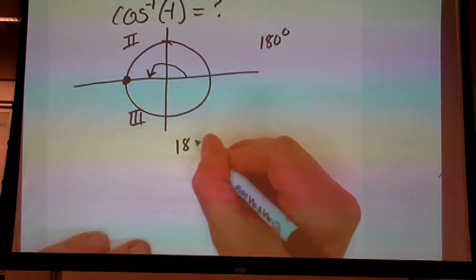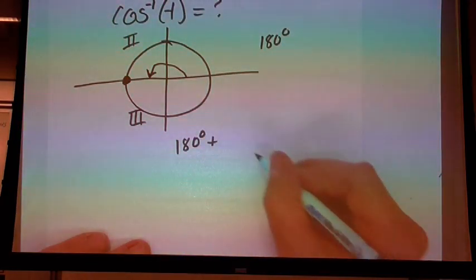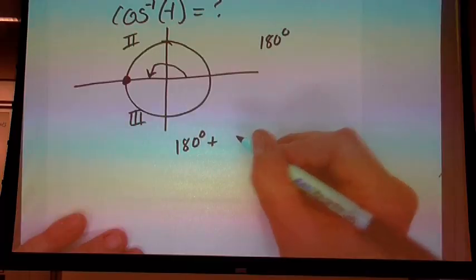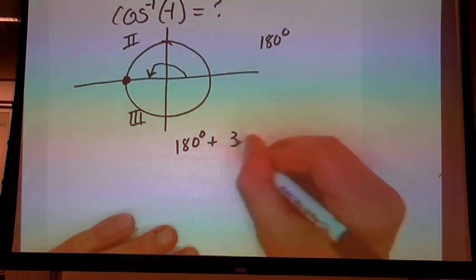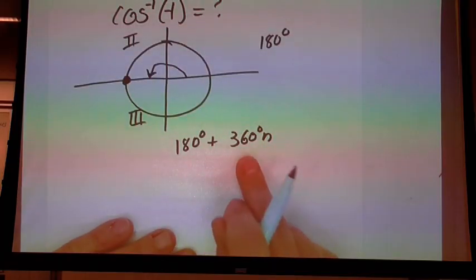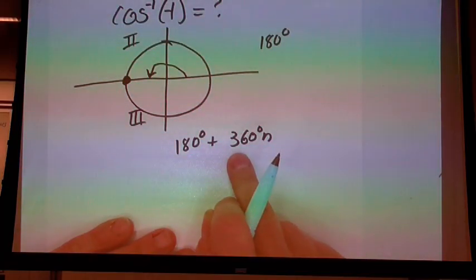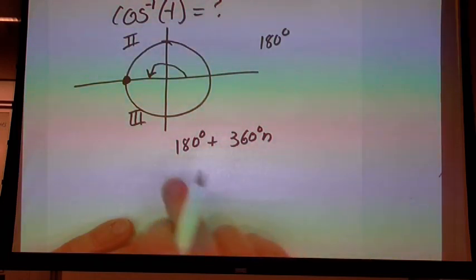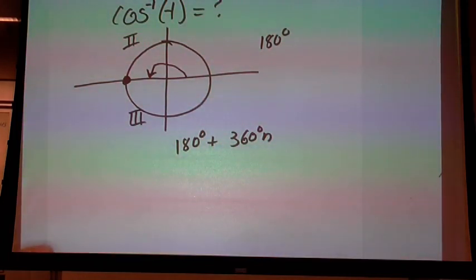But we want all the values, so since the period is 2 pi or 360, it's plus 360. And again, to reinforce what we just said, it could be minus 360, minus 720 and so forth. And we'll get all the values that way.